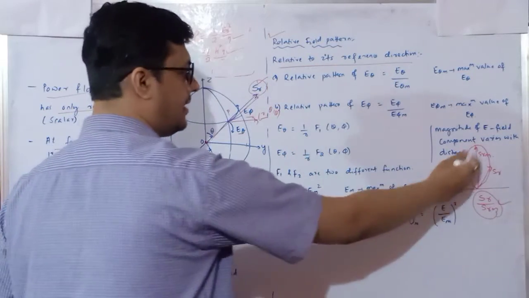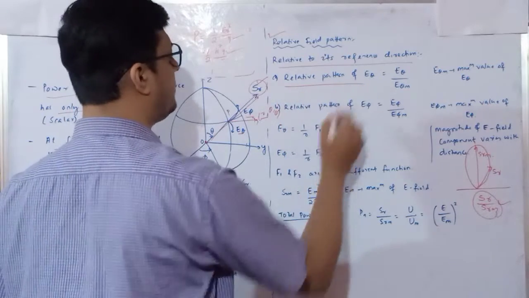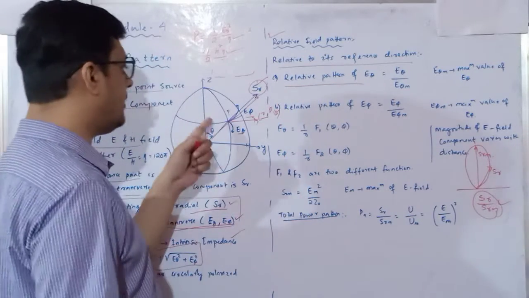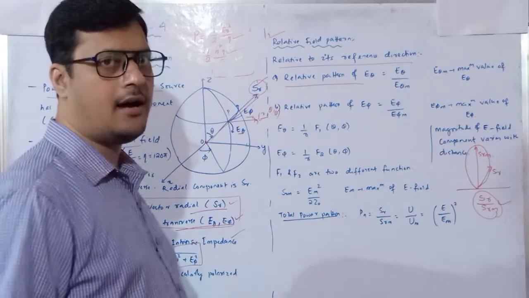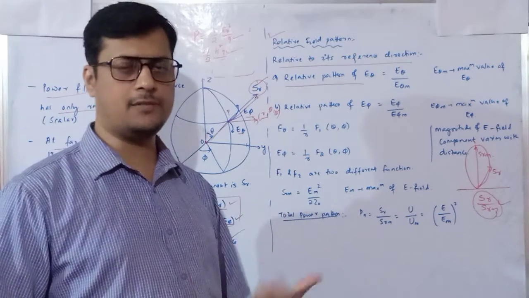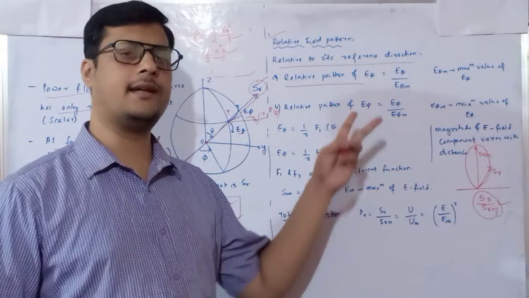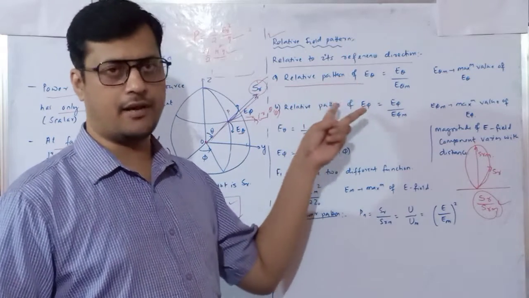Yes, it is relative to its reference direction. Then the relative pattern with respect to E theta, because here E theta and E phi are the two transverse electric fields, and the other is the radial component, that is the Poynting vector. So if two transverse components are there, we can easily determine the relative value.